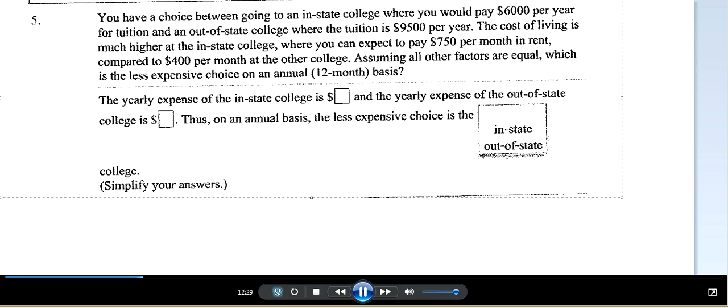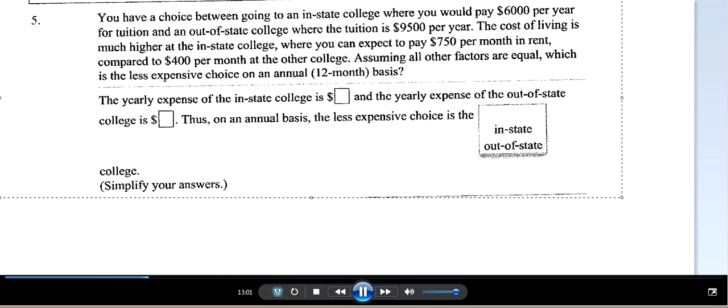Okay, you have a choice between going to an in-state college where you would pay $6,000 per year for tuition, and an out-of-state college where the tuition is $9,500 per year. Cost of living is much higher at the in-state college, where you can expect to pay $750 per month in rent, compared to $400 per month at the other college. Assuming all other factors are equal, which is the less expensive choice on an annual 12-month basis?